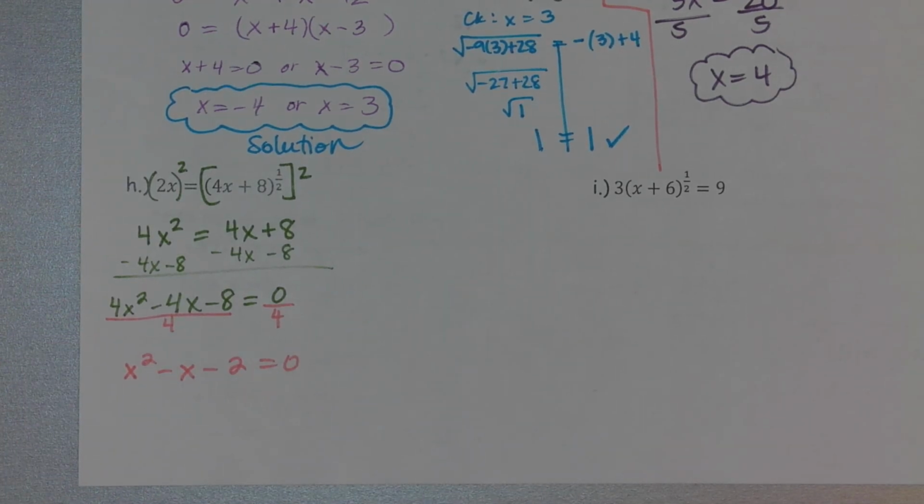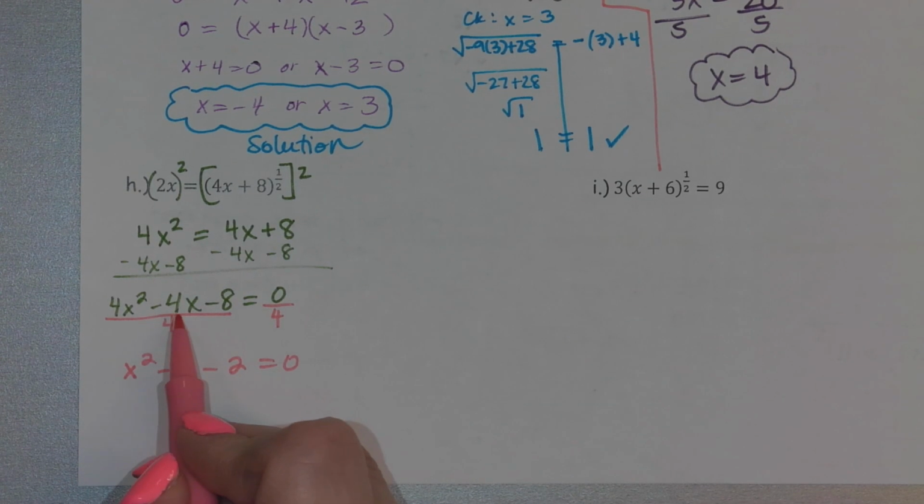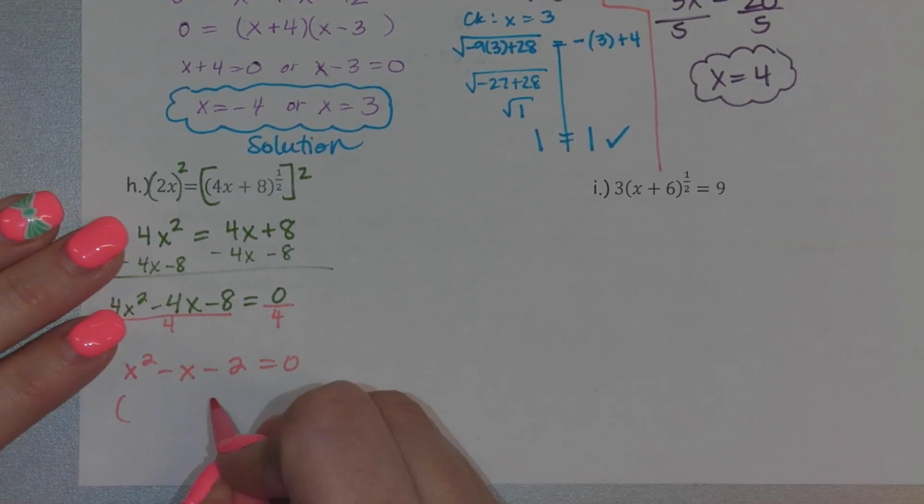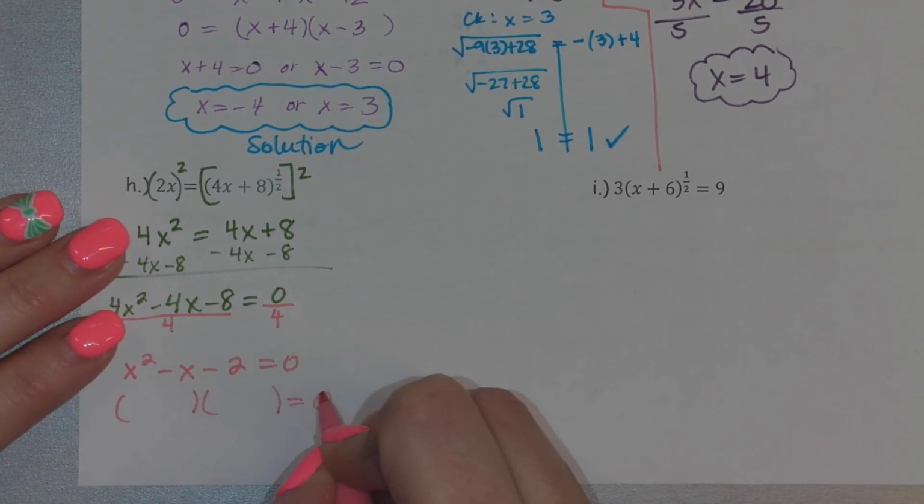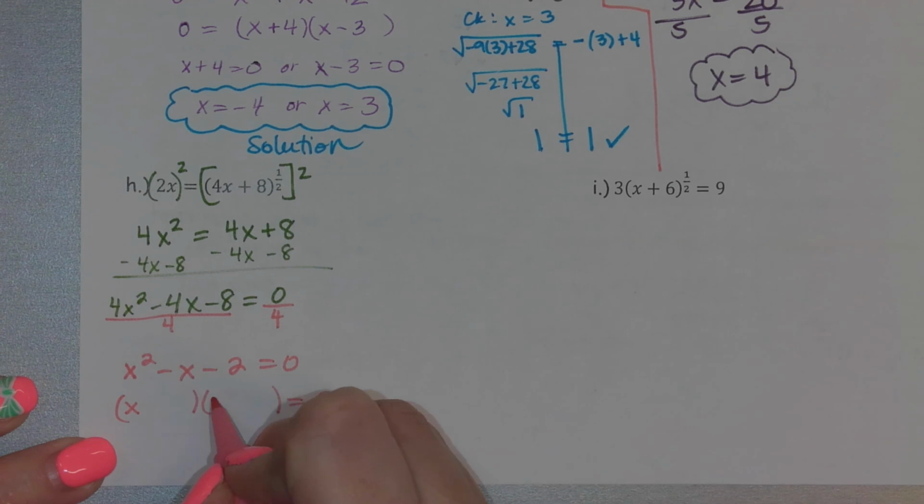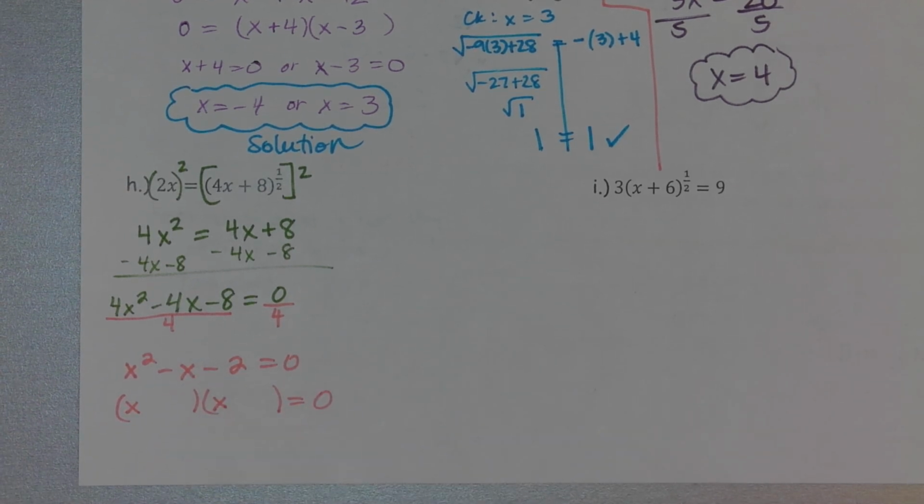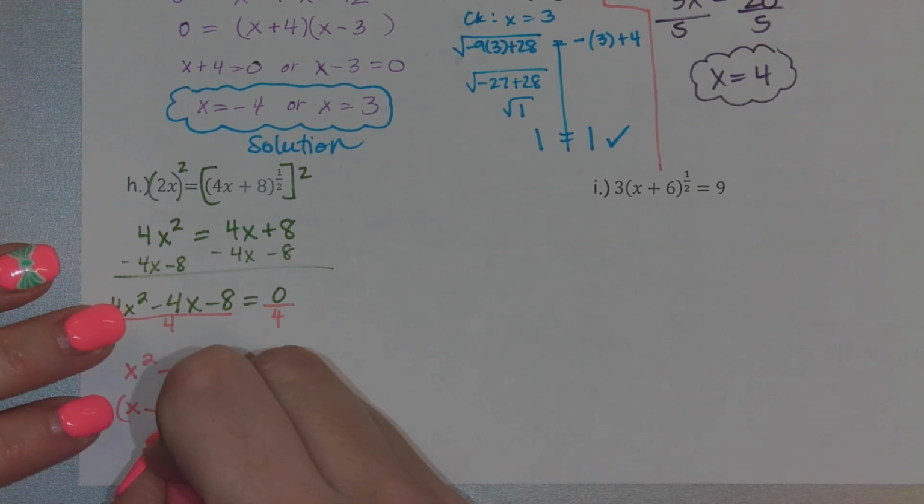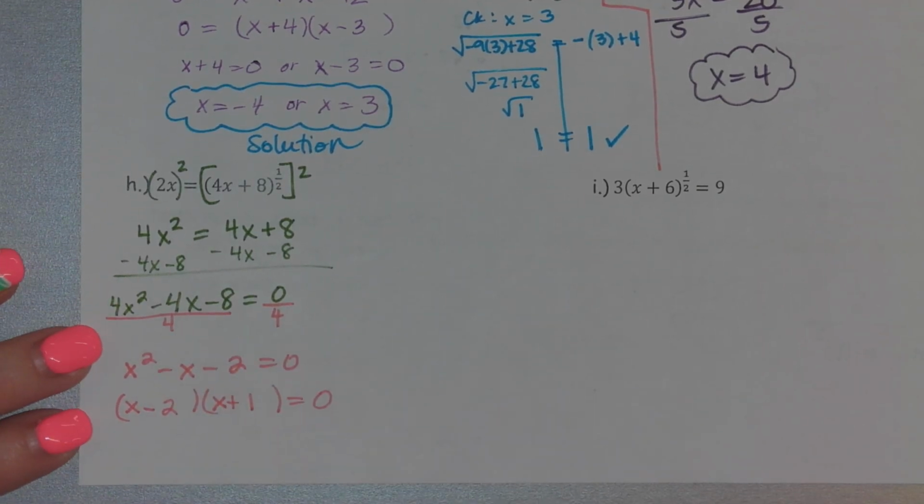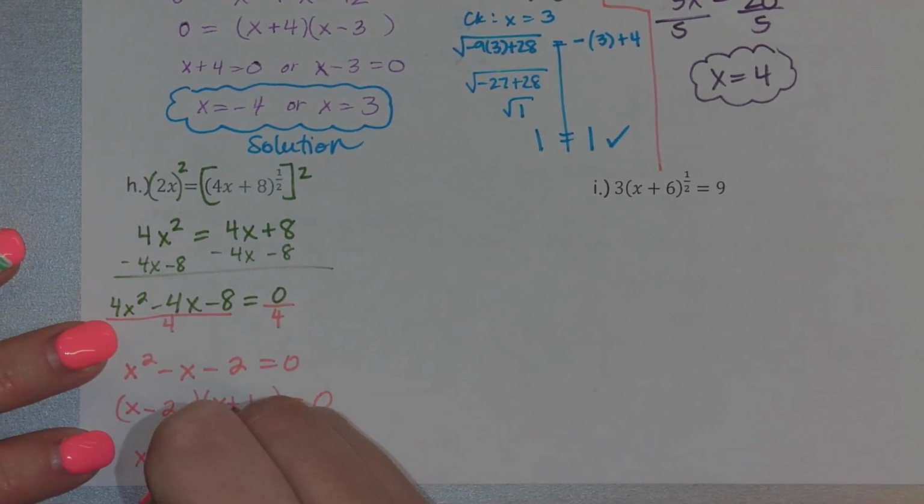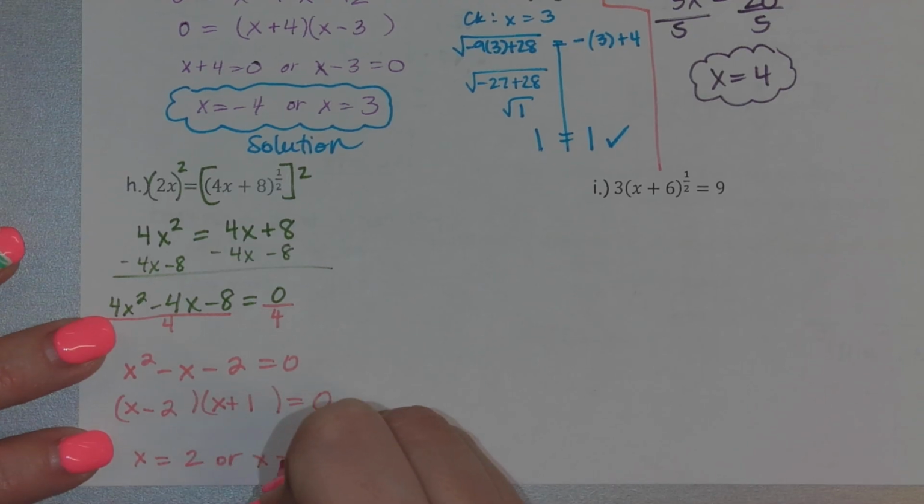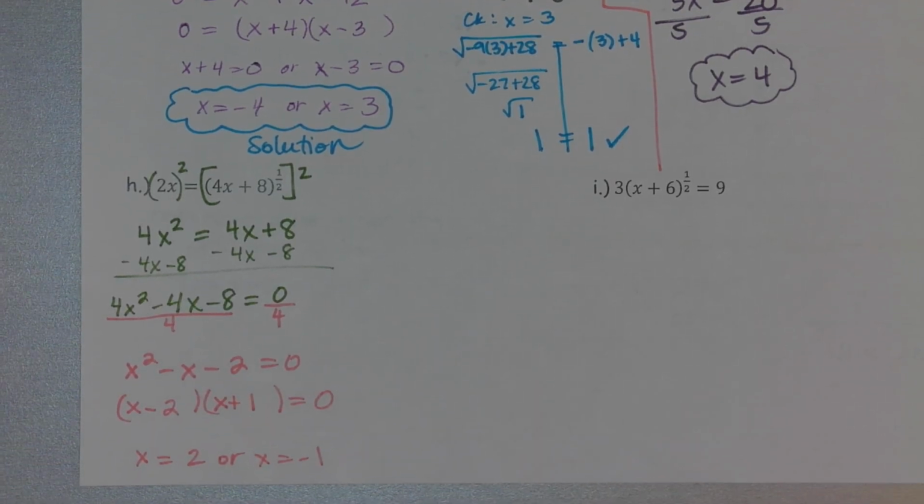Right? You can factor with 4, -4, and -8, you will get the same solutions, but this is going to be a lot easier on you, right? Because the only thing that multiplies to negative 2 is 2 and 1. So negative 2 and positive 1. So x is equal to 2 or negative 1.